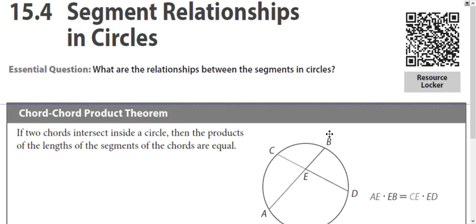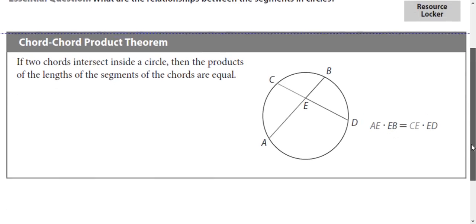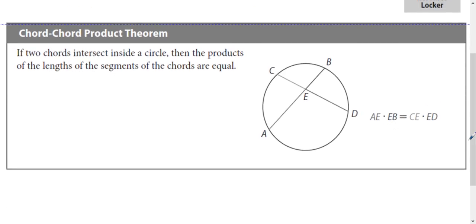So we're going to look at segments within circles, much like when we looked at angles within circles. There's a lot of relationships going on. Depending on the types of the segments, slightly different formulas. So if you have two chords that intersect inside a circle, then the products of their lengths are equal.